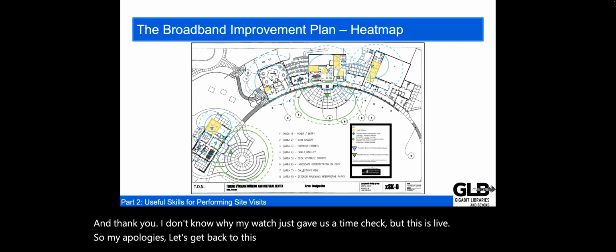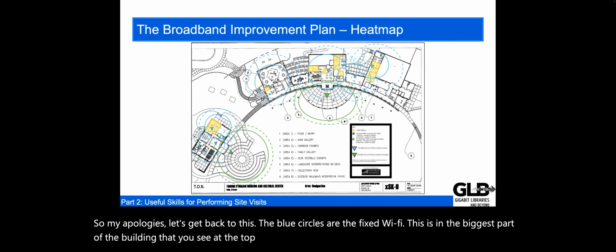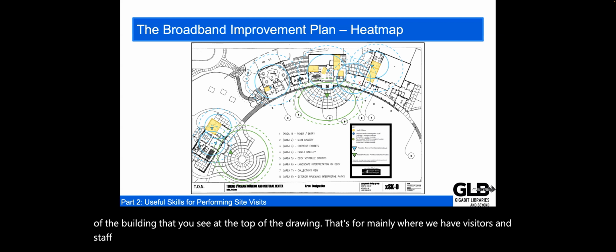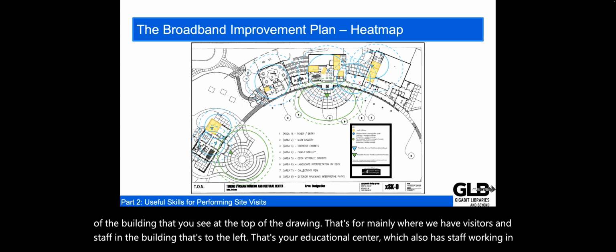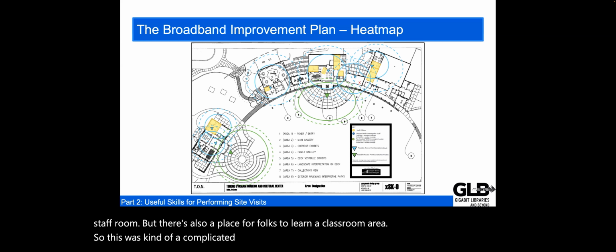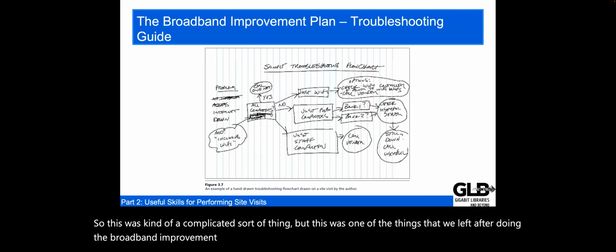The blue circles are the fixed Wi-Fi. This is in the biggest part of the building that you see at the top of the drawing. That's for mainly where we have visitors and staff. In the building that's to the left, that's our educational center, which also has staff working in a staff room, but there's also a place for folks to learn, a classroom area. So this was kind of a complicated sort of thing, but this was one of the things that we left after doing the broadband improvement plan. So isn't that cool?